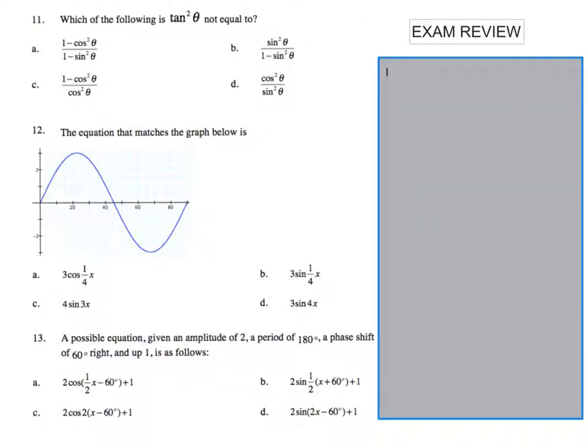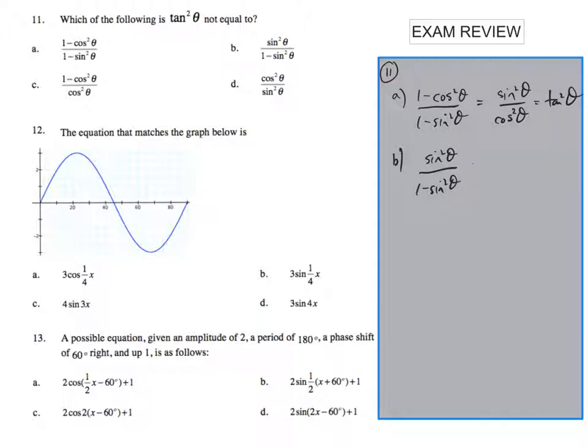So question 11, a bit longer these questions. We've got to prove which one doesn't equal tan squared. Well, A is 1 minus cos squared over 1 minus sine squared, and we know that 1 minus cos squared is sine squared, and 1 minus sine squared is cos squared. Well, that equals tan squared, so that one, A, is correct. B is sine squared over 1 minus sine squared. And we know that 1 minus sine squared on the bottom there is indeed cos squared. So that one does equal tan squared, and that one's okay.